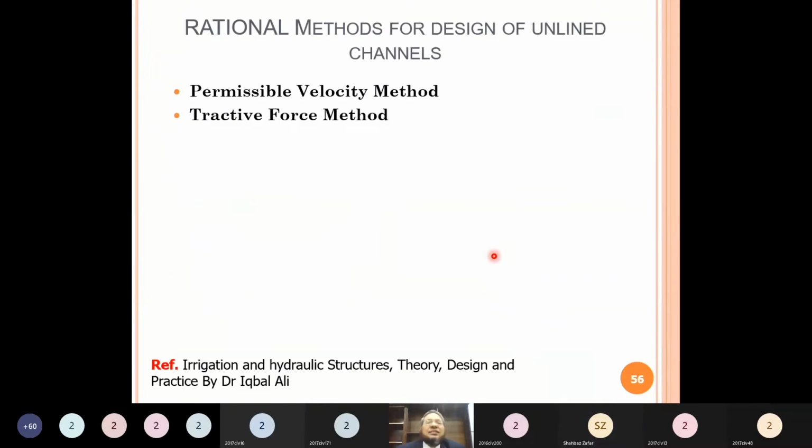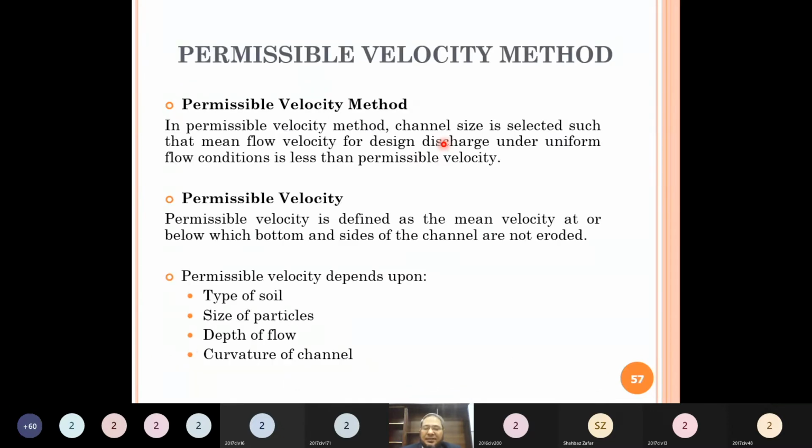Now we want to discuss some classical rational methods for the design of stable channels. Those classical methods are two: the permissible velocity method and the tractive force method. Previously, using Dubai's equation, we used the basic concepts and designed a channel. But the widely used rational methods are these two: permissible velocity method and tractive force method.